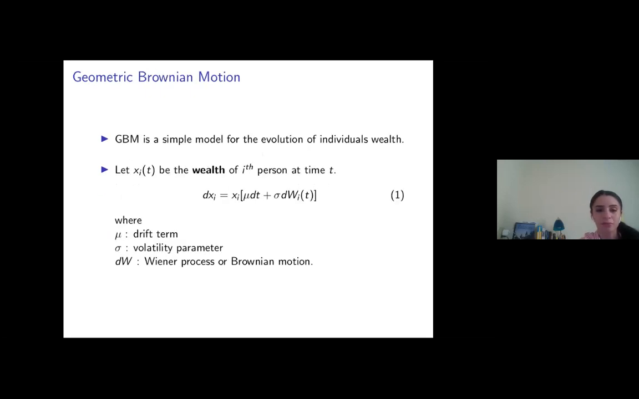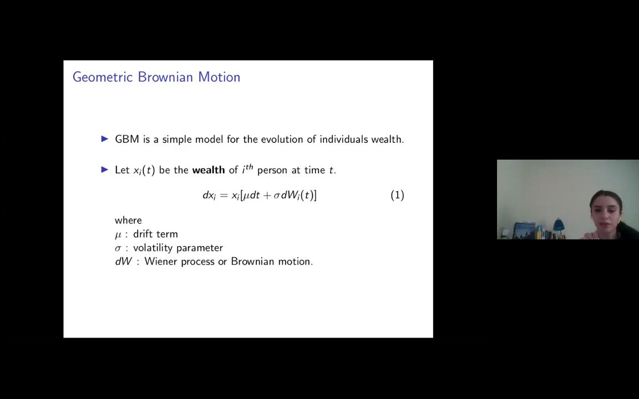So now that we have some basic understanding of the growth incidence curve that we want to study in this project, we would like to start with a simple model, geometric Brownian motion, that we looked at at the beginning of our project. The GBM is a simple model for the evolution of individual wealth. Let's assume X_i(t) is the wealth of the i-th person in the population at time t. We say that the wealth follows geometric Brownian motion if it satisfies the stochastic differential equation, number one. In this GBM model, we have two parameters, mu and sigma. Mu is the drift term and sigma is the volatility parameter.